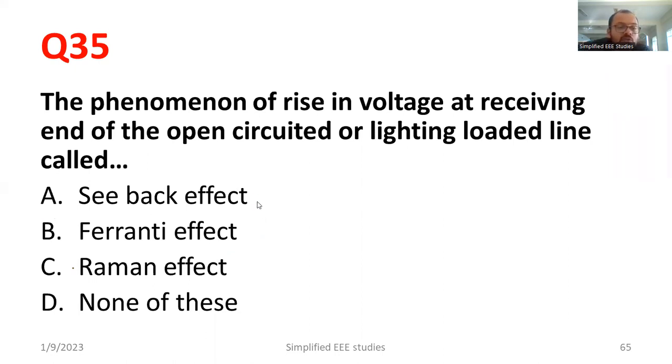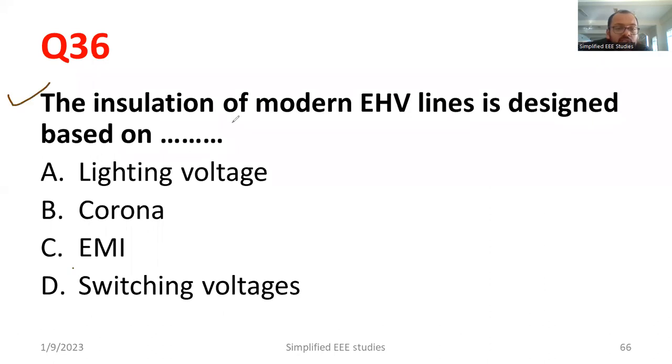Fine. Now question number 36. The insulation of a modern extra high voltage line is designed based on lightning voltage, corona, EMI, or switching surges. Which would be the right answer? Just check it up. If you find any term like voltage level or design voltage, it is directly related to insulation. Based on the insulation only, the voltage level will be decided. Similarly, the size of the conductor is decided based on the current rating. So voltage rating will be directly related to insulation.